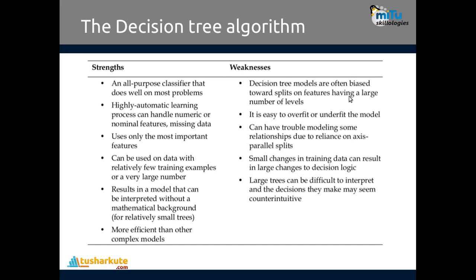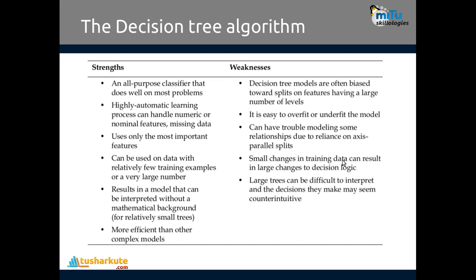Large levels are there, so splits will be more and it will become more complex. Easy to overfit or underfit the model. Overfit means perfect fitting, underfitting means it's not fitted well, not trained well. Can have trouble modeling some relationships due to reliance on axis-parallel splits. Perfect splits should be there. That's why many times perfect horizontal and vertical splits are not possible, so we will have trouble in modeling some relationships.